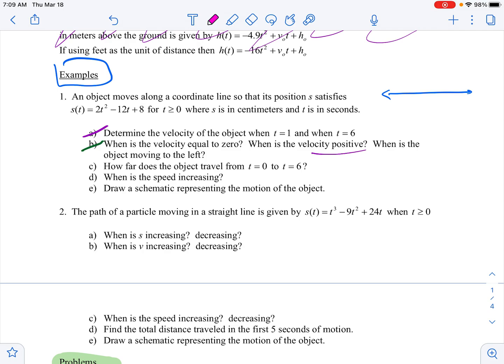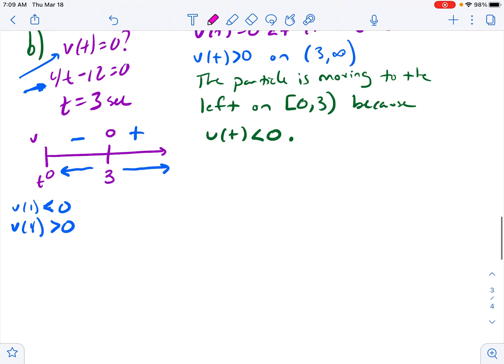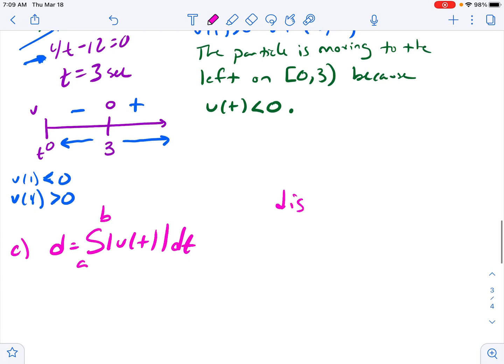How far does the object travel from time 0 to time 6? Okay, so again, distance traveled is the integral of the absolute value of velocity, from time A to B. And it's the absolute value. Displacement is the integral of velocity without absolute value. Okay, so you want to know the difference between the two. Total distance traveled versus displacement.